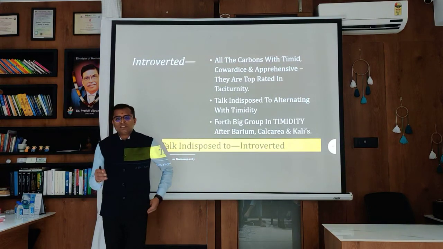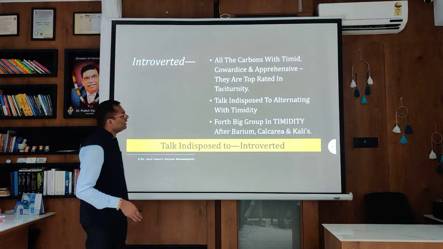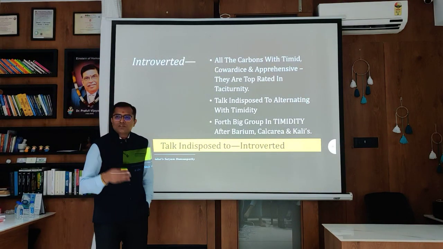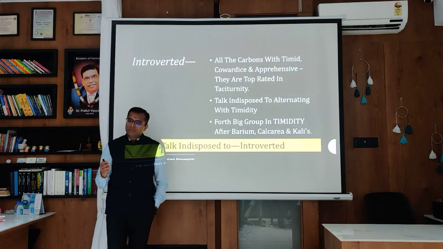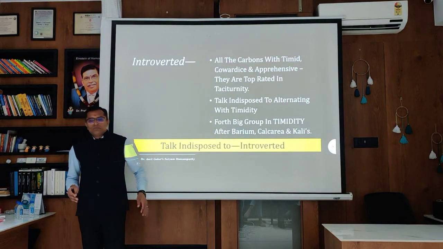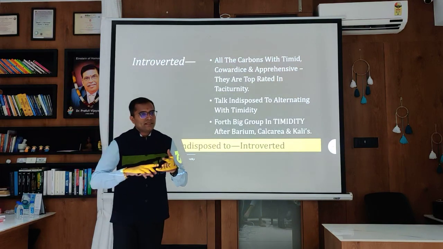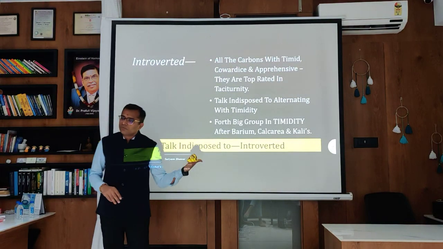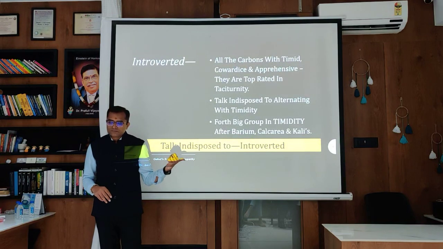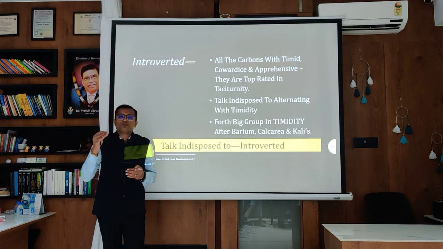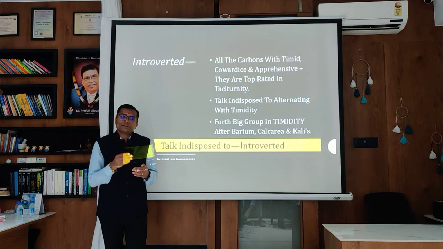You know, so this is what they are top rated in, the tachycardicity. That means talk indisposed to, alternating with the timidity. So when you think of timidity, we have a fourth big group: Baryta, Calcarea, Kali, and the fourth one is carbon. And it is introverted. So expression also goes into slowness, inexpressiveness.